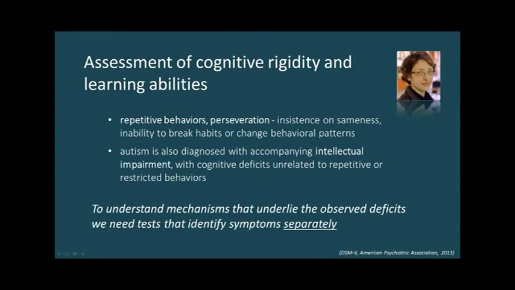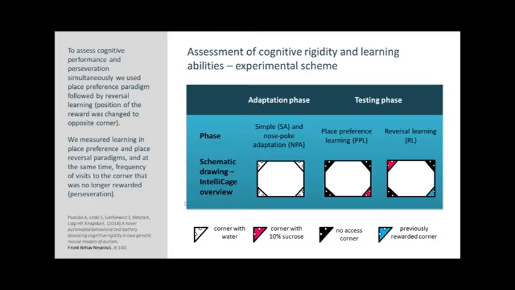But autism is also often diagnosed with associated intellectual impairment, so with cognitive deficits that are unrelated to repetitive or restricted behaviors. So our goal was to design the tests that allow us to model these different symptoms separately. So to assess cognitive rigidity and learning abilities, we use the following scheme.